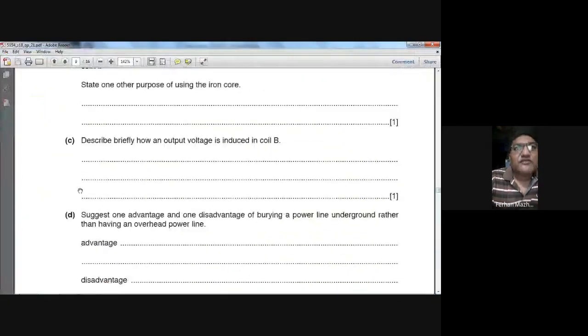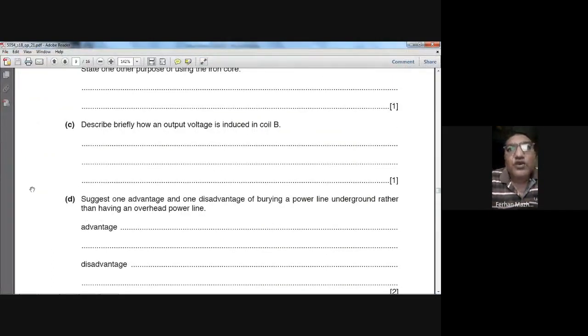Okay, we are moving to the next part, C part. Describe briefly how an output voltage is induced in coil B. You see, a famous question. You have provided the primary coil with an alternating current. And due to that alternating current in the primary coil, whose name is A, a magnetic field is created, a magnetic flux is created. The magnetic flux which is created is changing. Its direction is changing, its magnitude is changing.